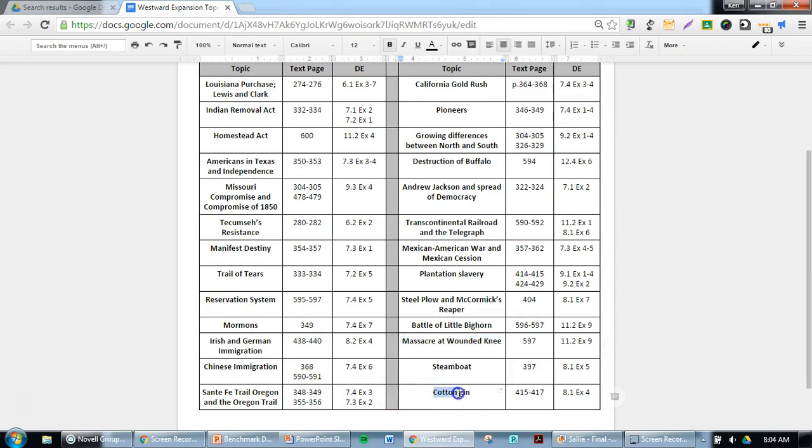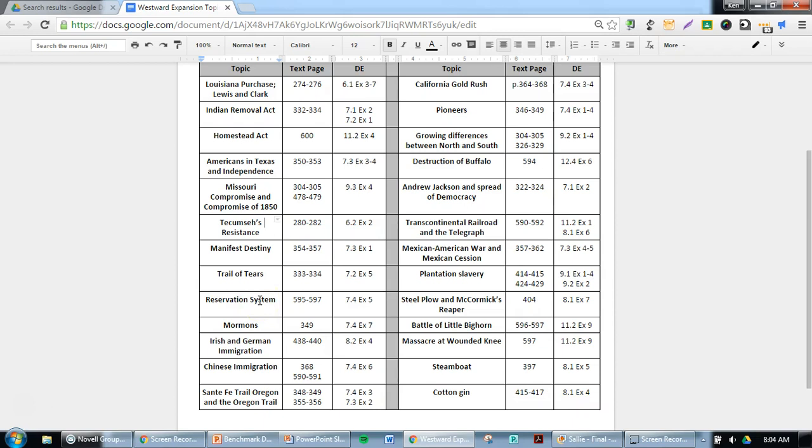But there are some things that are going to fit in much more cleanly. So, for instance, the cotton gin. A plantation in South Carolina would overwhelmingly likely have been a cotton plantation, so that would be a part of her story, even if she was not using it herself. We can also use plantation slavery, which would be a logical fit. You could do Louisiana Purchase, Lewis and Clark. You could do Americans in Texas and Independence, or the Missouri Compromise, although the Compromise of 1850 was after she died, but the Missouri Compromise would certainly fit. Manifest Destiny. There's a whole bunch of these that can fit.